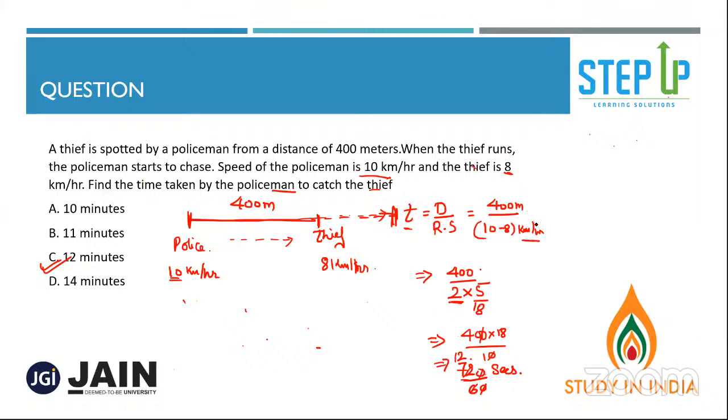Convert this kilometer per hour into meter per second. So this will become 5 by 18 meter per second. This will go in the numerator. You will get 720 seconds. 720 seconds, we need to convert it into minutes, so just divide it by 60. Yes, 12 minutes is the answer.